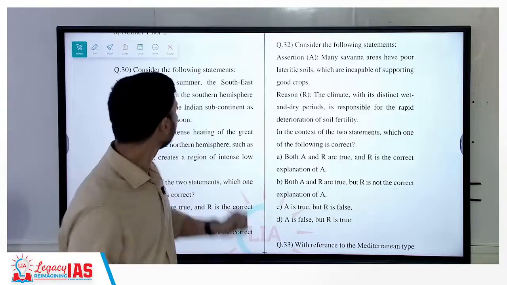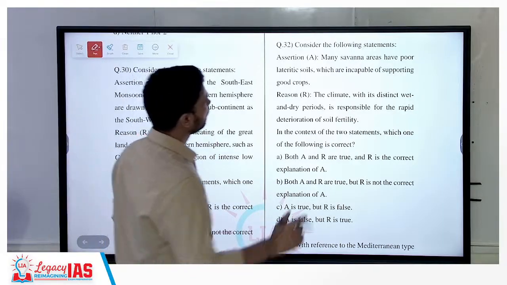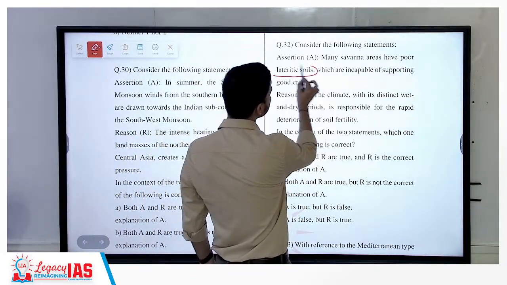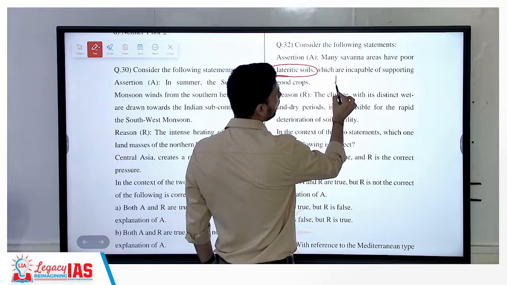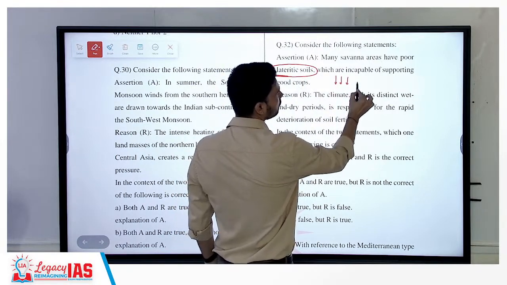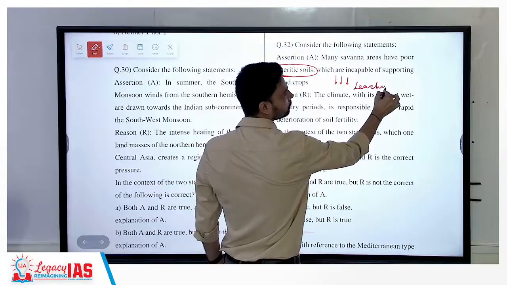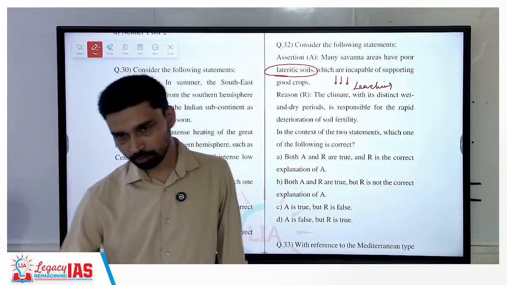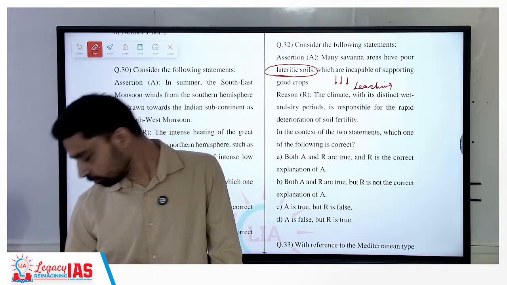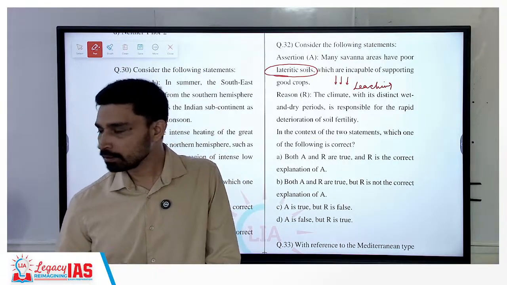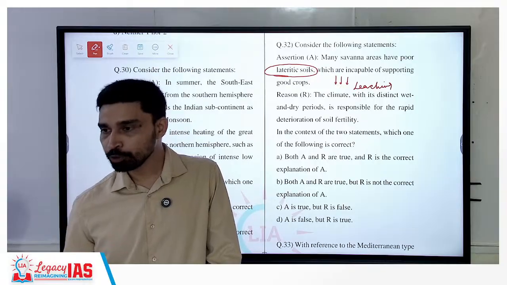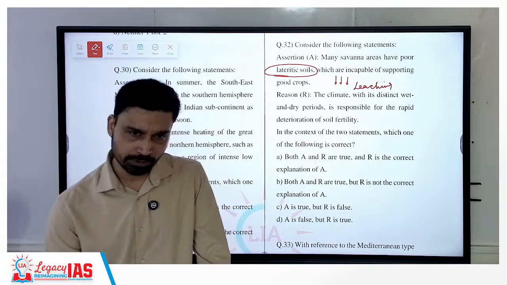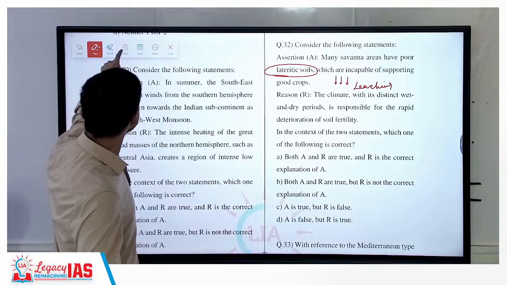Climate with its distinct wet and dry period is responsible for rapid deterioration of soil fertility. This is true. And the reason is, in the soil of India, we have covered this concept. When you have heavy rainfall, what happens in the soil? Leaching. So all the lighter minerals are going below the surface. In the upper surface, the iron, aluminium, this kind of heavier compounds are left, which are not fertile. The same process you have in savanna also.